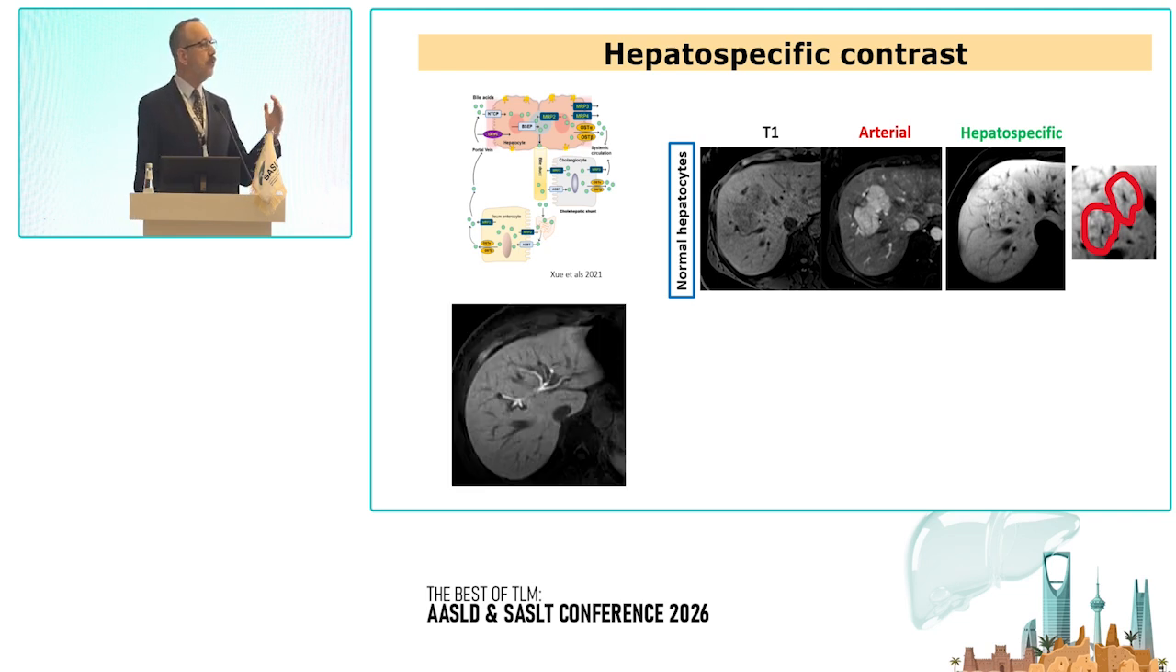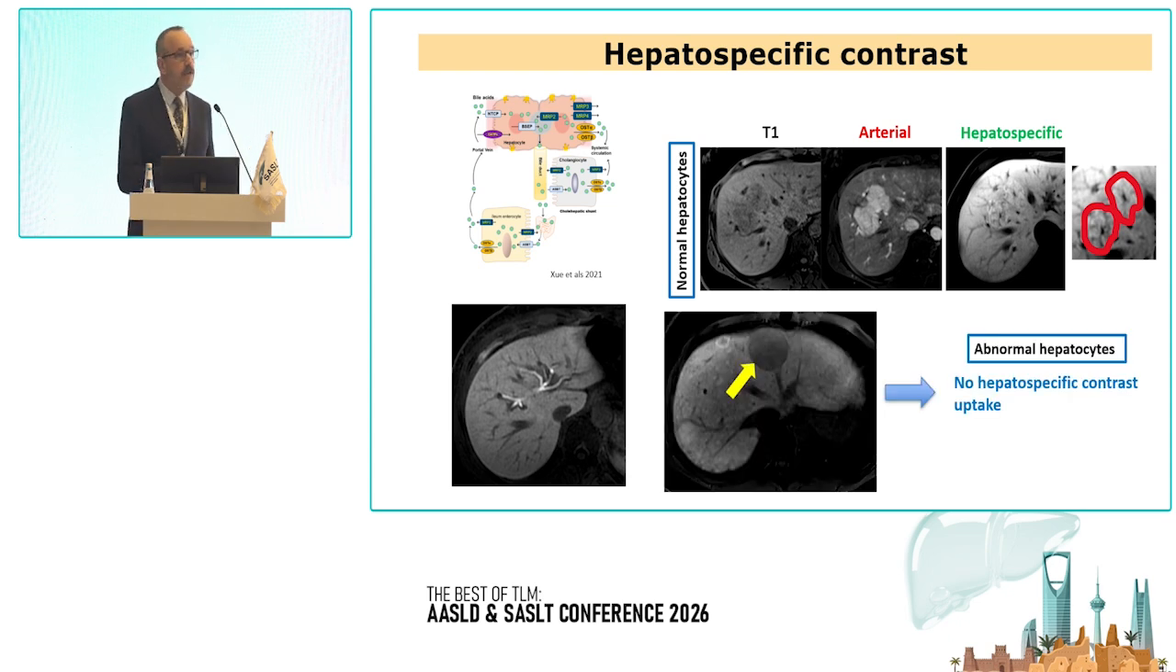And later on, this contrast is secreted through the bile duct. However, if we don't have normal hepatocytes, there won't be uptake. So whenever we use hepatospecific contrast and the lesion is hypointense, it means there are no normal hepatocytes. And that's very worrisome. These patients should be biopsied.